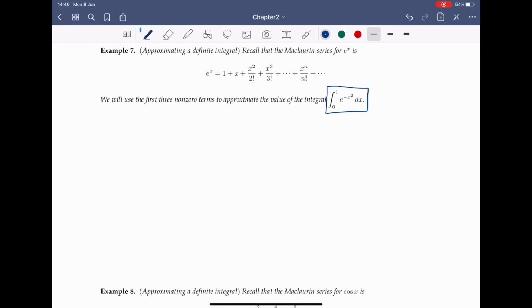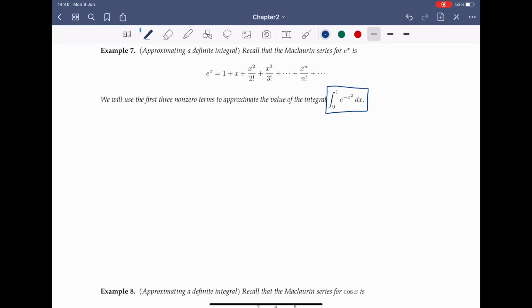For sure, this is impossible to compute by using integration techniques in Cal 1, because there is no way to integrate e to the negative x squared. Even if you try to do a substitution or integration by parts or anything, it is impossible. So we're going to switch the way and just use the approximation.